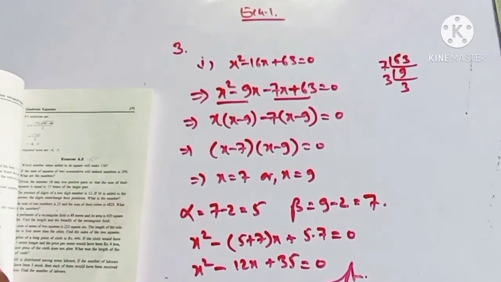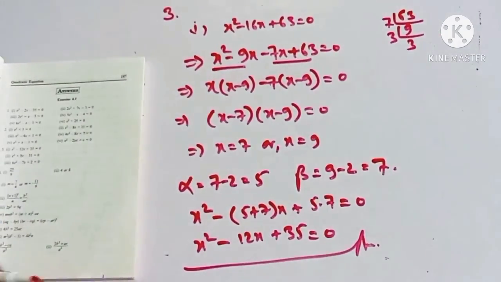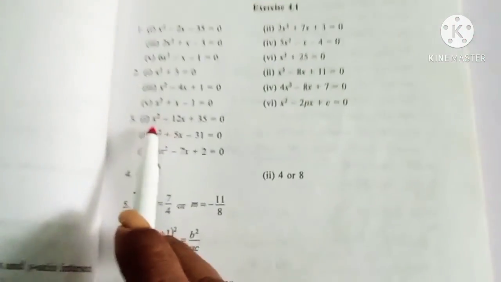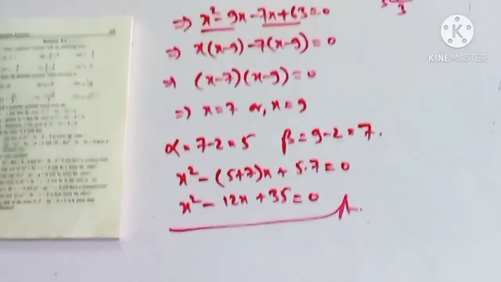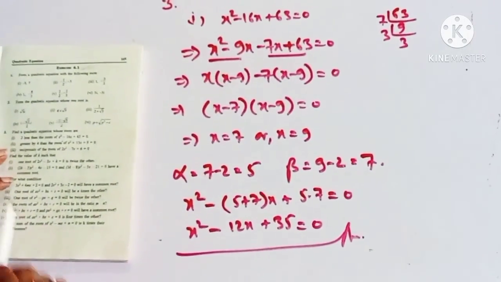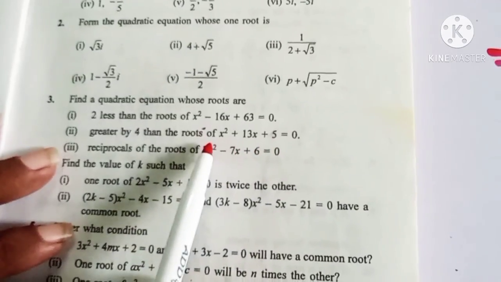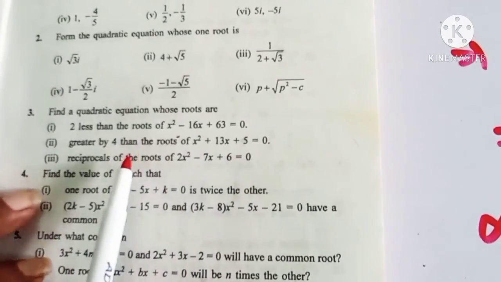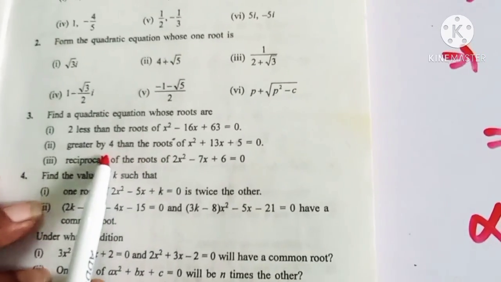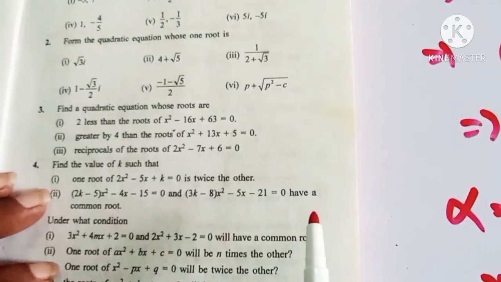First, let me see the answer. Here you will see that x² − 12x + 35. In the same manner, for the rest of the questions, for example roots greater by 4 than the roots of this, first of all you have to find the roots, and then with each root you have to add 4, and after that you have to find the quadratic equation.